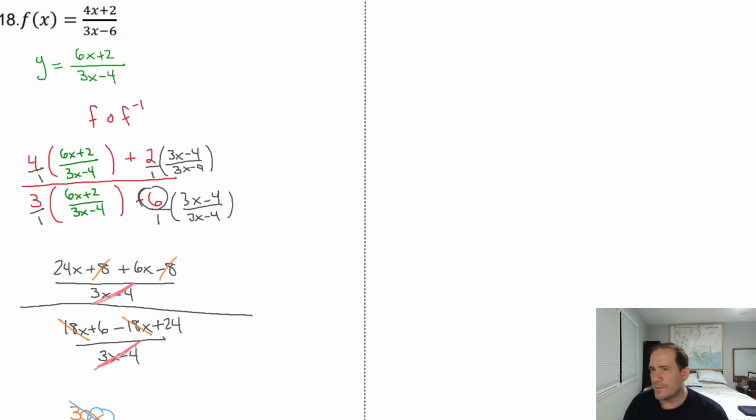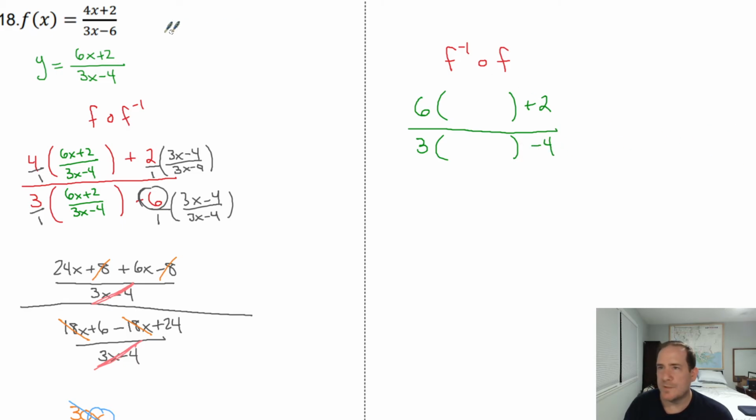So I'm going to scroll back up. We're going to do it all again, but this time in the other order. This time we're going to compose the inverse function with the original. So we'll take our inverse function as our outer shell. So we'll go 6 times x plus 2 all over 3 times x minus 4. And we're plugging in the original, so 4x plus 2 over 3x minus 6.